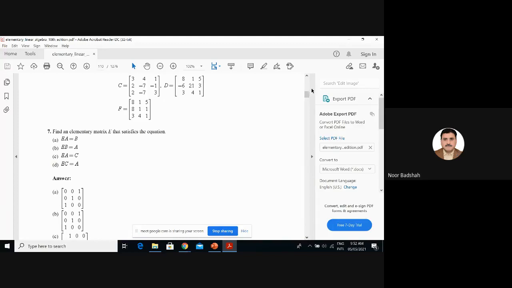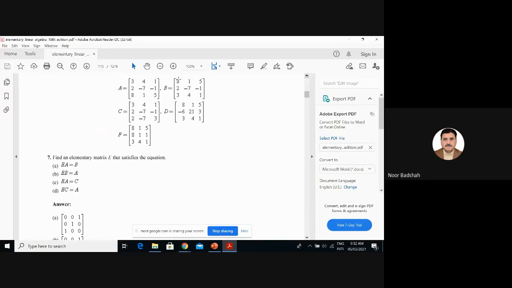What's going on in C and A? The first row is the same, the second is the same, something happened in the third row. And what happened in the third row from A? That operation you have to see. Which operation was applied here? So that is row number 3 minus 2 times row number 1.